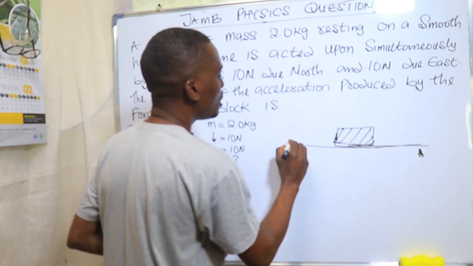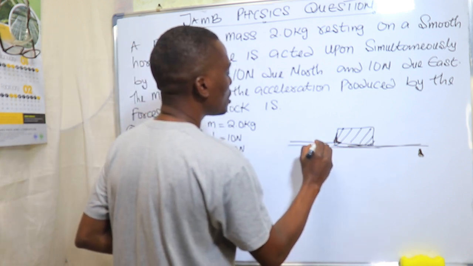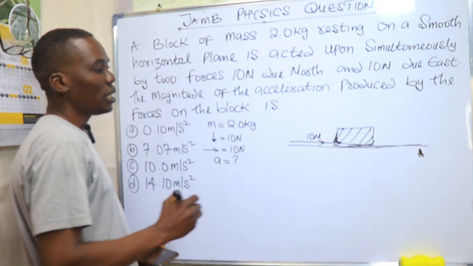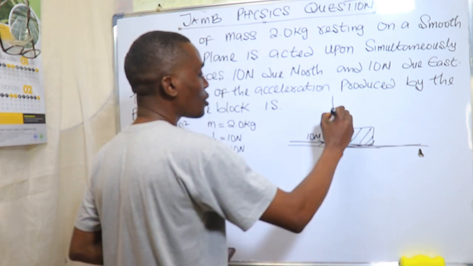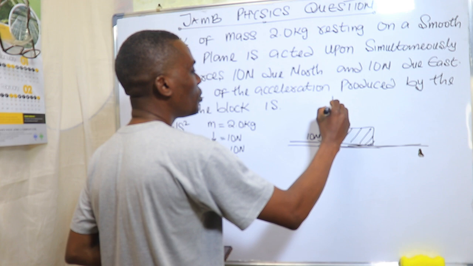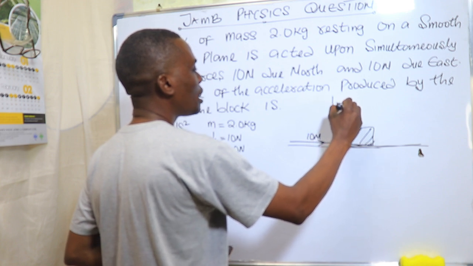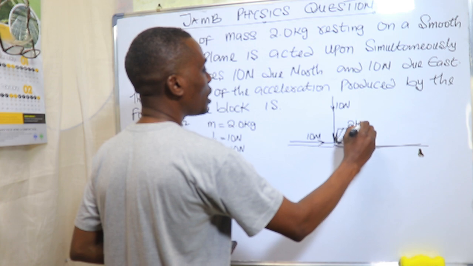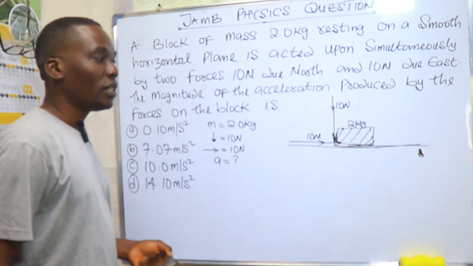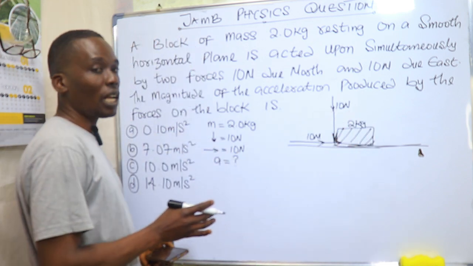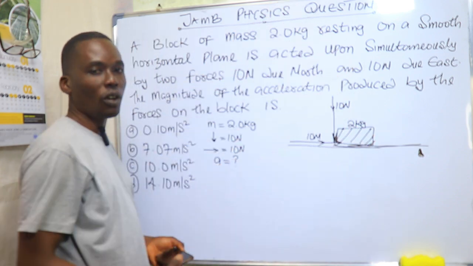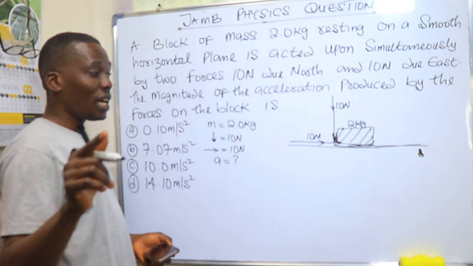One, they push am to the east. This one na 10 Newton, and they push this block to the east. And the other one, they act on this block to bring am down, and this one too na 10 Newton. Remember the mass of the block na 2 kg. So you see say we get 2 forces now. One they push the block go like this, and the other one they push the block come down.